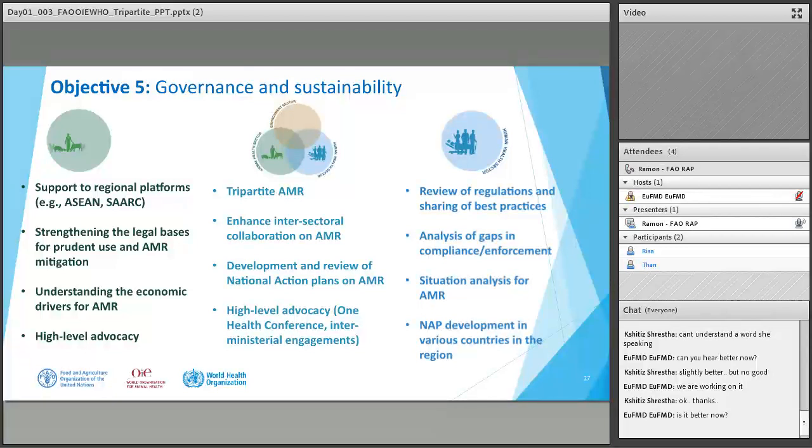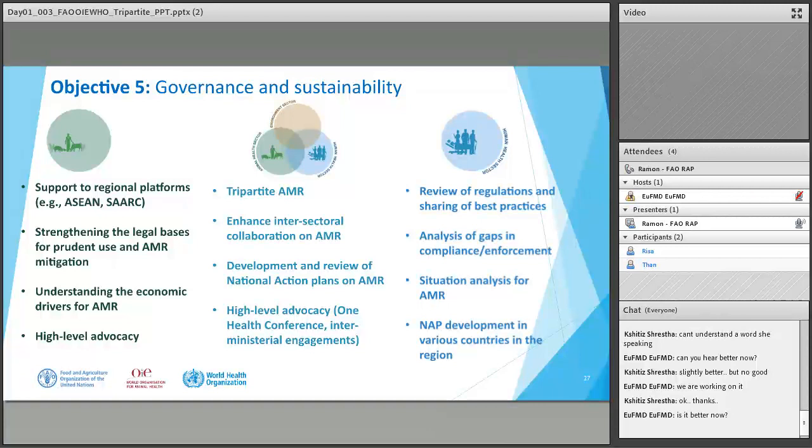The last objective is governance and sustainability. It is very much important to convince higher level advocacy. Without political level movement, we cannot really change much. So this pillar is supporting that kind of thing. From the agriculture sector, we are also supporting the regional platforms such as ASEAN and SAARC. We try to strengthen the legal base for prudent use of antimicrobials as well as AMR mitigation. It's also important to understand the economic drivers for antimicrobial resistance and high-level advocacy.